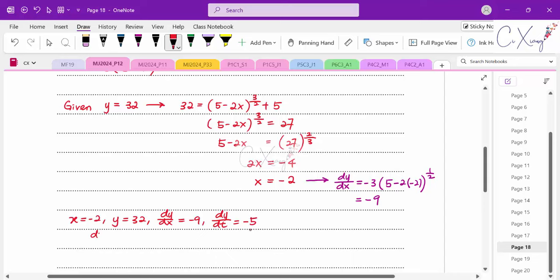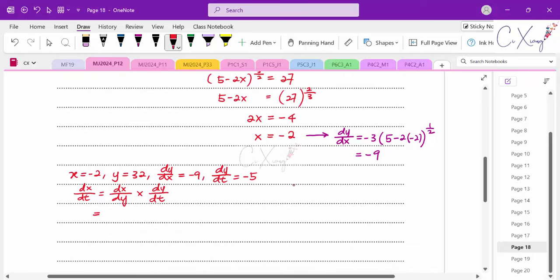To get the value of dx/dt, I have to apply the formula dx/dy multiplied with dy/dt. What's the value for dx/dy? dy/dx is -9, therefore dx/dy is you flip the numerator and denominator, giving 1 over -9. Multiply with dy/dt, which was provided just now as -5. Simplifying, you have 5 over 9. Then don't forget about units, it will be units per second.